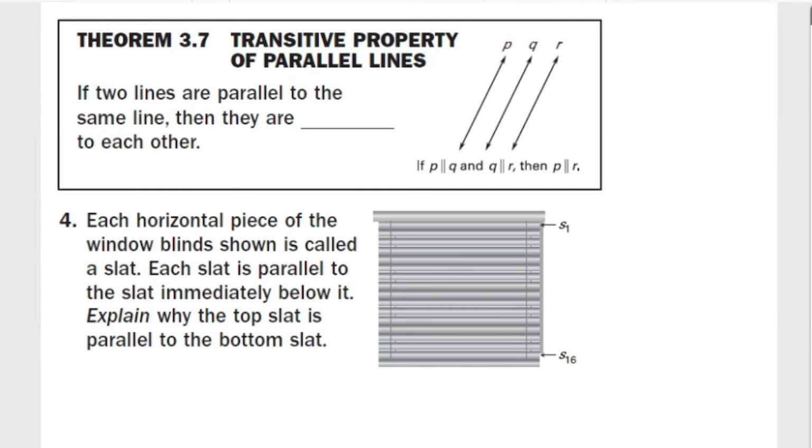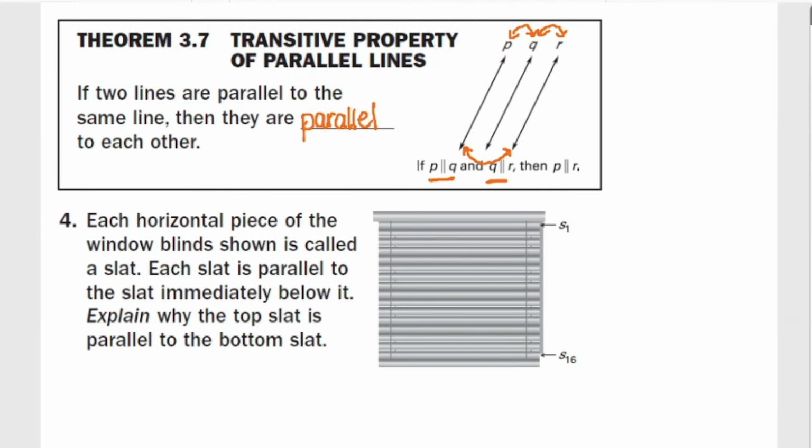Last little theorem probably will seem pretty obvious to you. It says if two lines are parallel to the same line, in this case it says that P is parallel to Q and Q is parallel to R. P and Q are parallel and Q and R are parallel, so couldn't we say that P and R are parallel? It almost seems like a transitive property, right? So they call this the transitive property of parallel lines. If two lines are parallel to the same line, then they are parallel to each other.